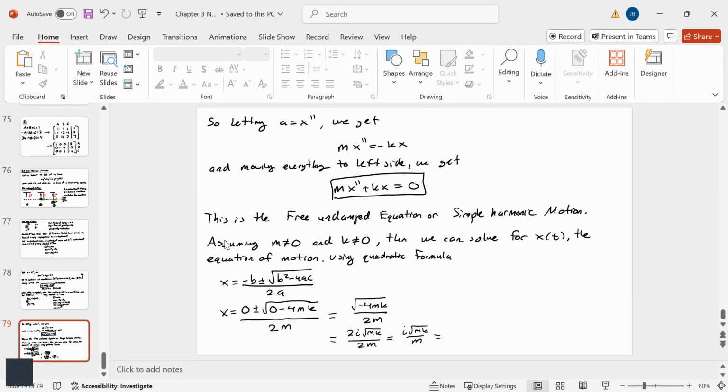So there's a property that we can use here. We can break up radicals if they're positive, which they are. And then this is equal to i square root of k over square root of m, which is then equal to i square root of k over m. And there you go. So this right here is going to be your beta value for when we're solving for sine and cosine, right?